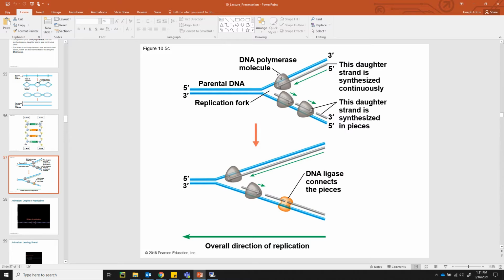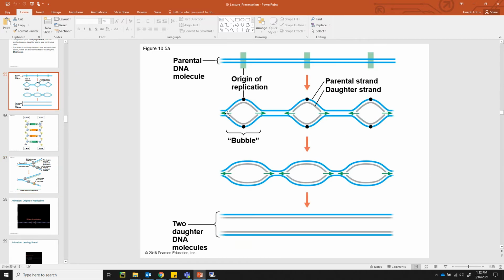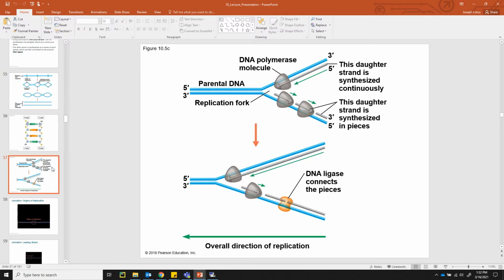Now, for the top half of this molecule, that's great because overall, we're moving to the left. Our overall direction of replication right now is to the left. We're pulling apart these parental molecules, and overall, we're building to the left. We are on the left side of this bubble right here, okay? Everything's going good. Now, here's the problem.